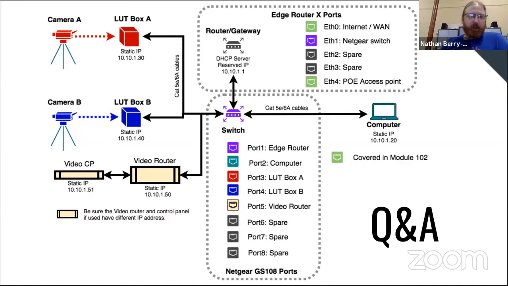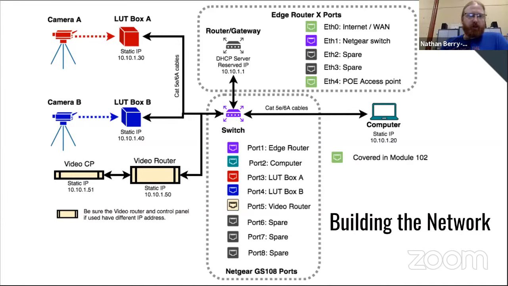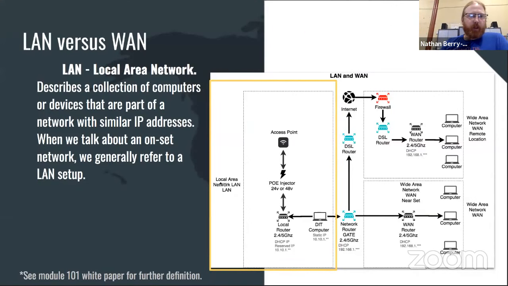Yeah, indeed. All right. So it's the same diagram here. We're just going to go into actually how we're going to configure the network with the edge router that we mentioned. First of all, let's talk about the difference between a LAN and a WAN. A LAN is your local area network, which is essentially your cart and your devices connected to your cart. So that's your box IOs, your video router, your computer, and any other devices you may have.